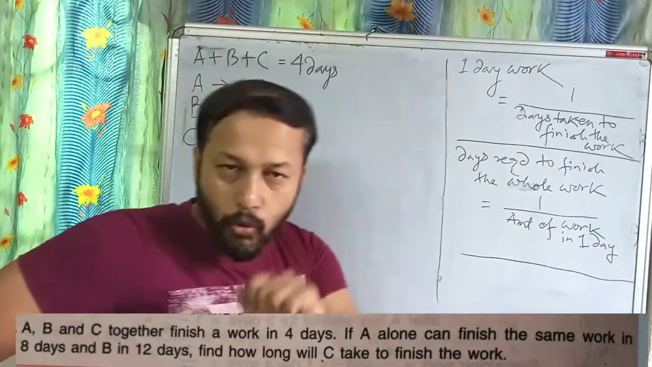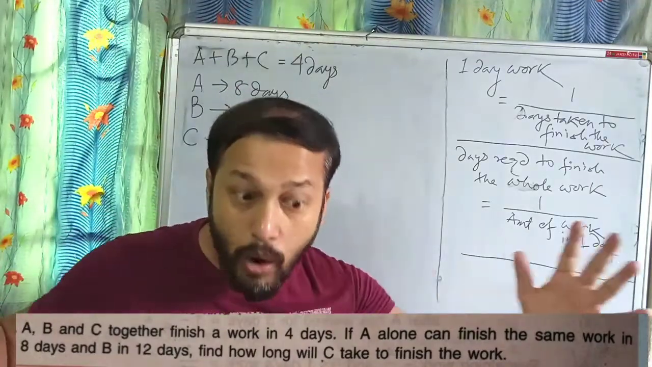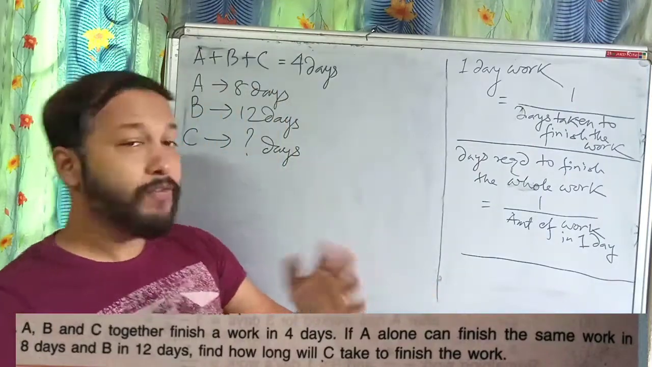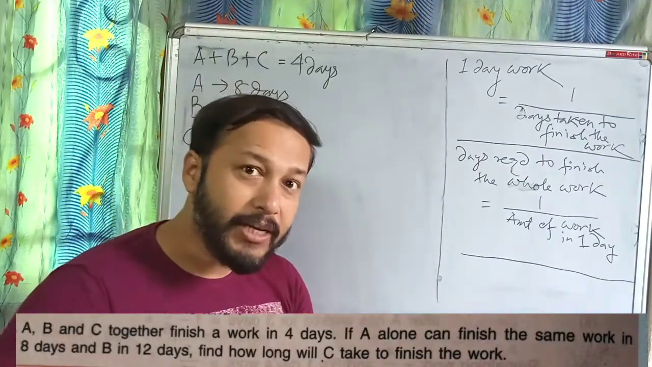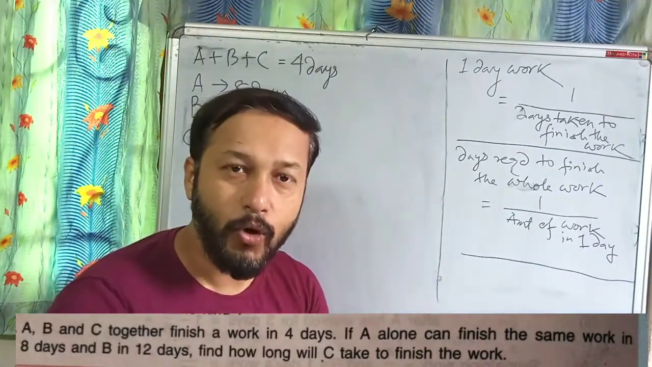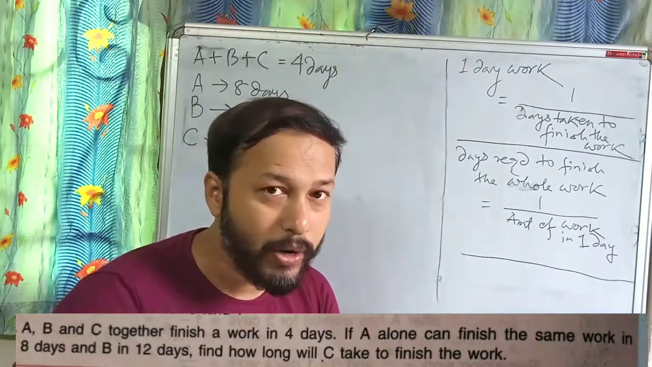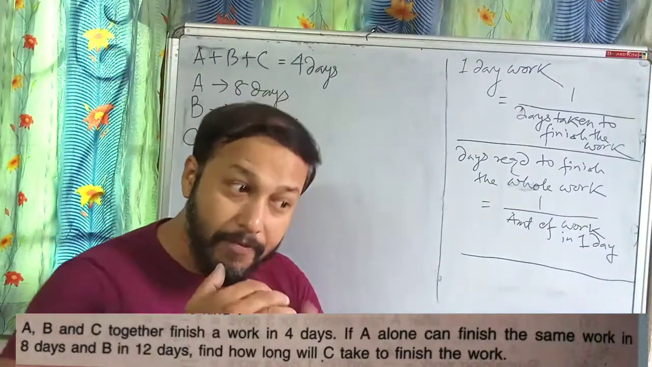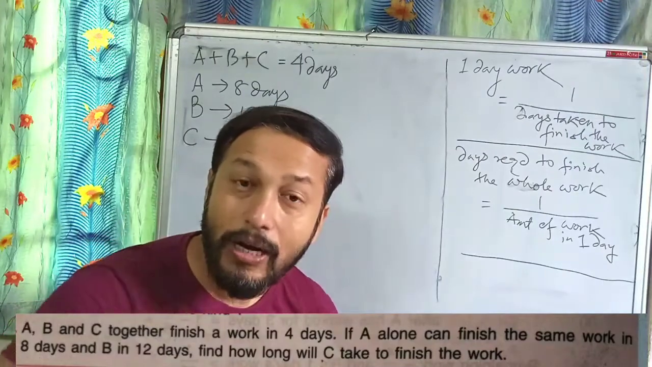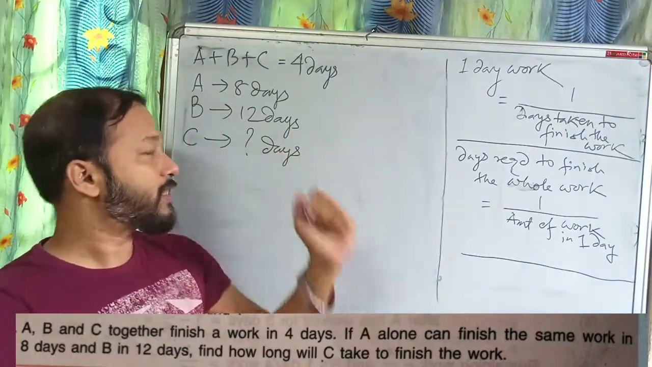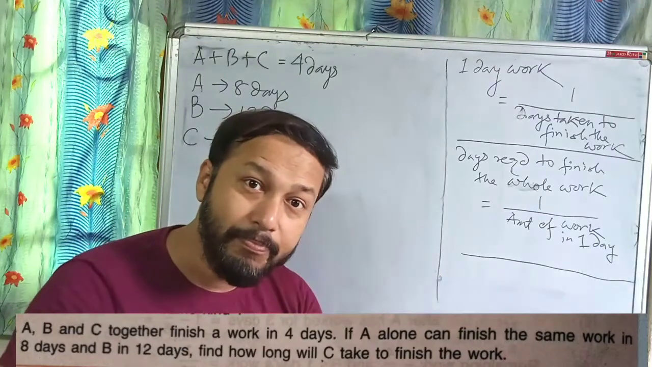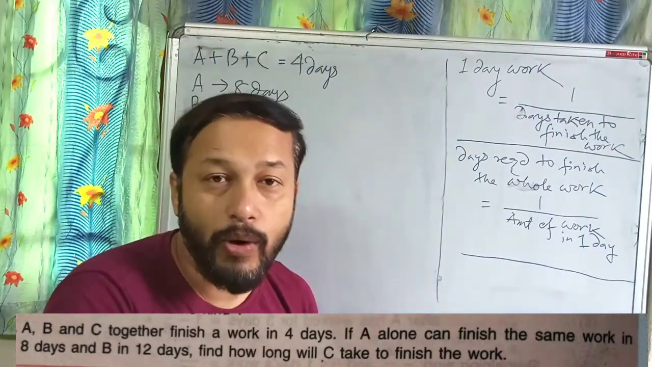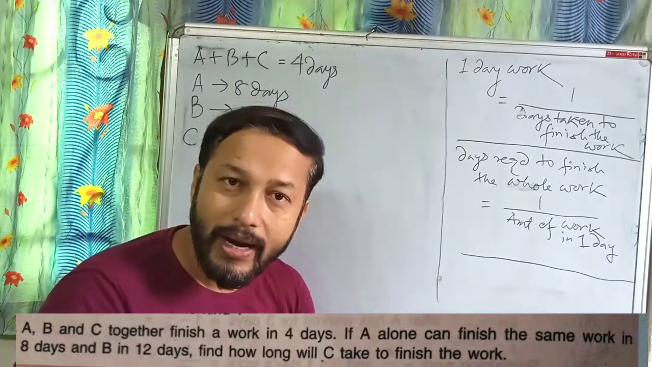You understood the question? The question is, when A, B and C are working together, they finish the work in only 4 days. But if A does it alone, okay, B and C are not working, only A is working, then A requires 8 days. Now if A and C are not working, only B is working, then B requires 12 days. Now if A and B don't work, only C is working, then how many days are required for C to finish the complete work? Okay, this is the question.